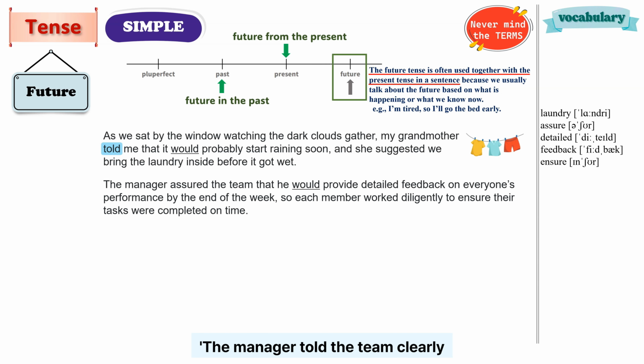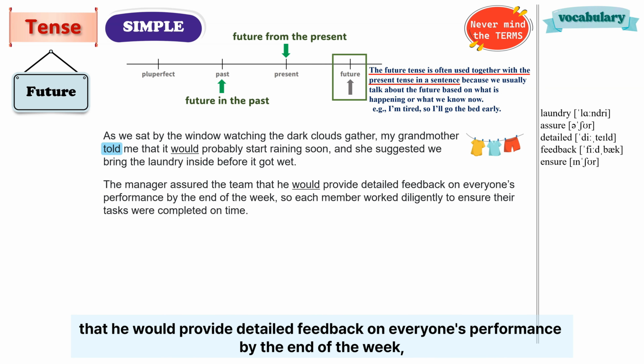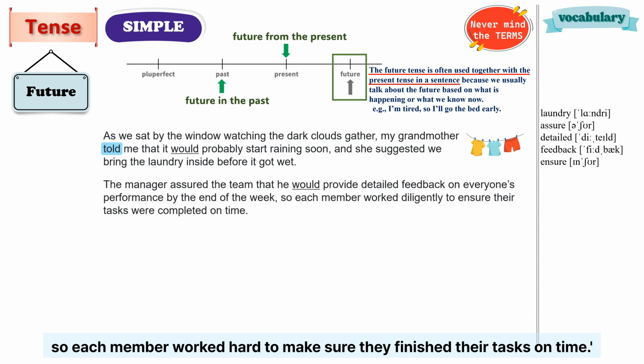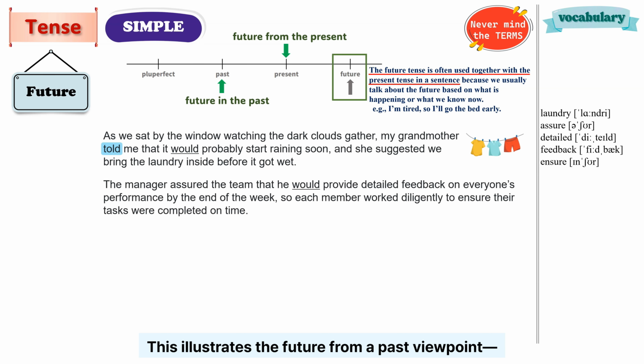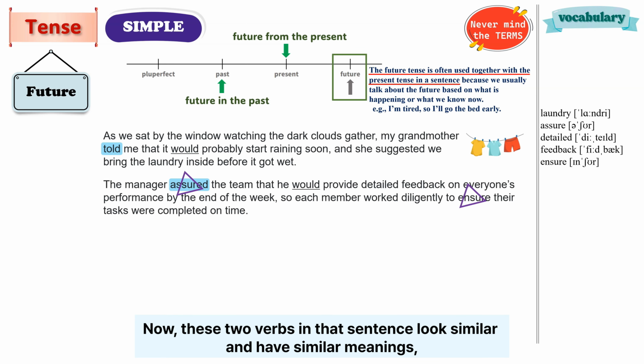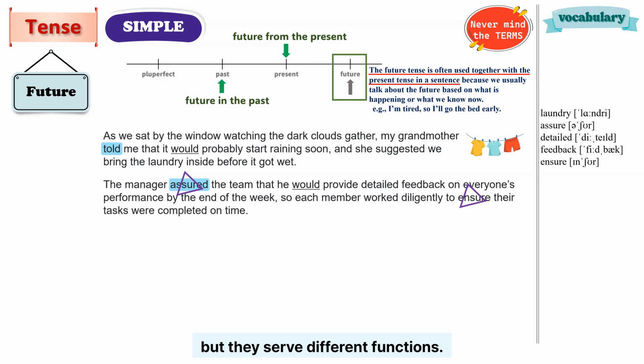Next example: the manager told the team clearly that he would provide detailed feedback on everyone's performance by the end of the week, so each member worked hard to make sure they finished their tasks on time. This illustrates the future from a past viewpoint. The promise existed, but from the past perspective. We use would because the main verb is in the past tense. Now, these two verbs in that sentence look similar and have similar meanings, but they serve different functions. We'll cover that in more detail in the passive voice lecture.